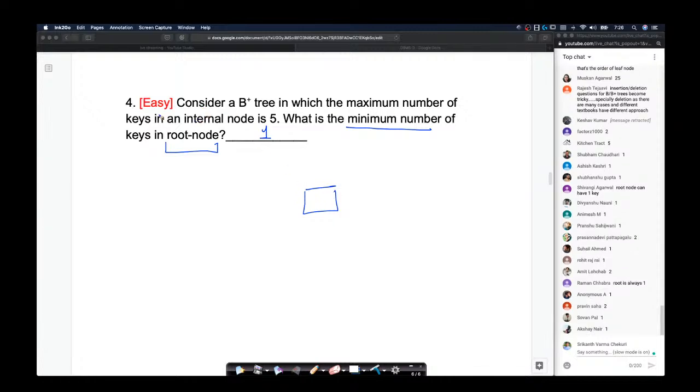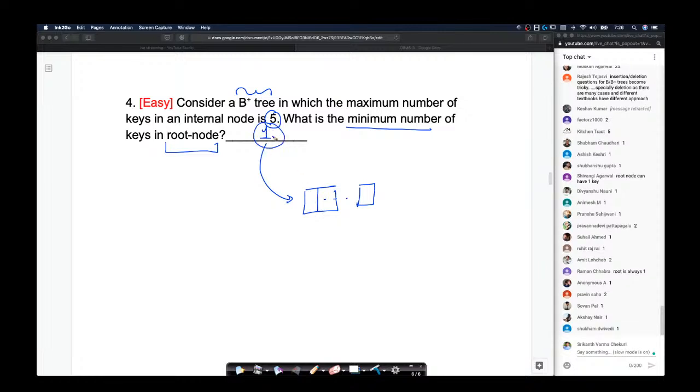Again, the number of keys in an internal node can be 5. You can have up to 5 keys, right? But the minimum number is always 1. As an extreme example, imagine you have a B tree in which you have only inserted one element. So your root node will contain that one element. So the answer here is 1. So if you just read the question carefully, it's trivial to understand.